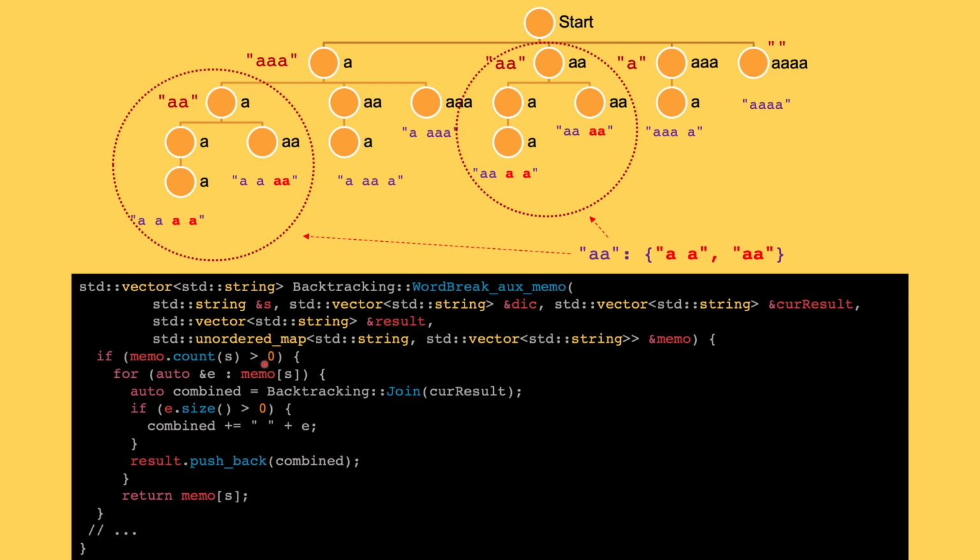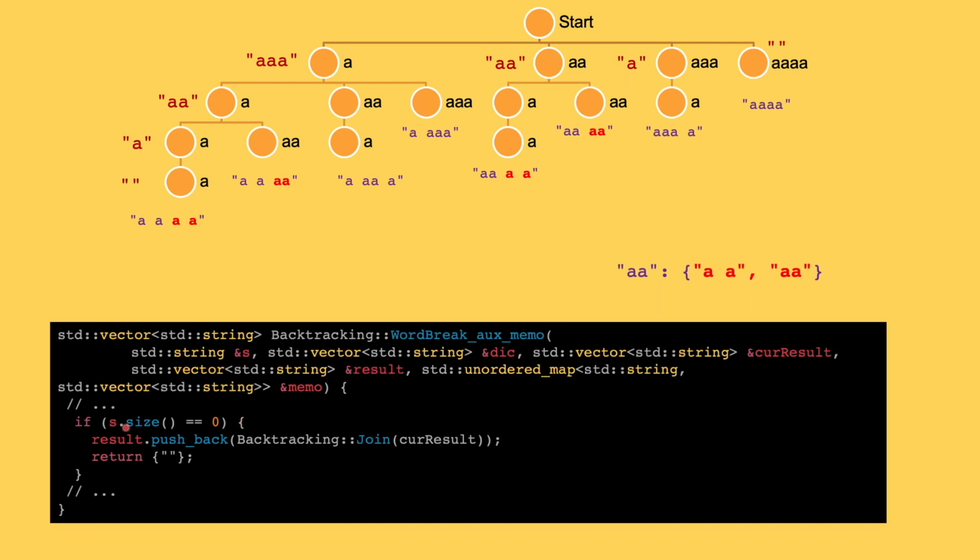Just like any other memoization algorithm, we first check the memo to see if there's an entry for the given string. If that's the case, then we have to take the current result, in this case, for example, AA, and add all the values in the map to the current result and push them inside the final result. And that's what we're doing right here. Again, this join function, I'm not showing its detail, but what it does is convert a vector of string to one string and add spaces between each string. Next, there's a special case where the given value s is of size 0, if it's empty. If that's the case, that means we are already at a leaf.